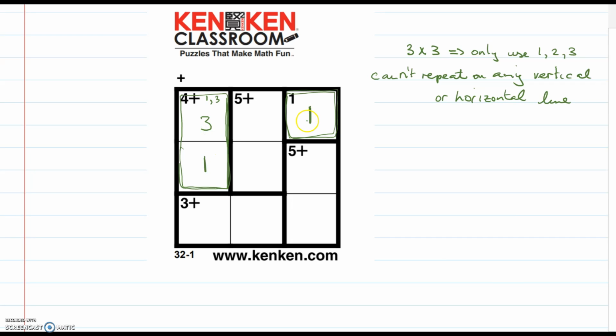And now it becomes easier, because on the top we have a 1 and a 3, which means we need a 2 there. And down the left we have a 3 and a 1, which means we need a 2 there. Okay. Now if you look along the bottom, 3 plus, that means the two numbers in this cell have to add up to 3. Now we've got a 2, which means this needs to be a 1, and then 2 and 1, that means we need a 3 here.